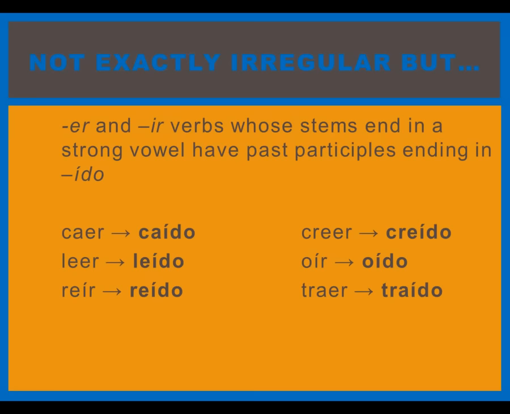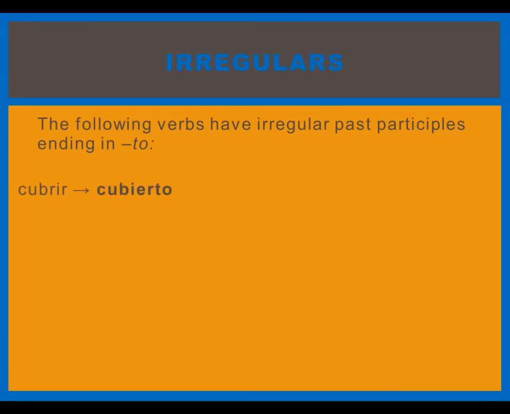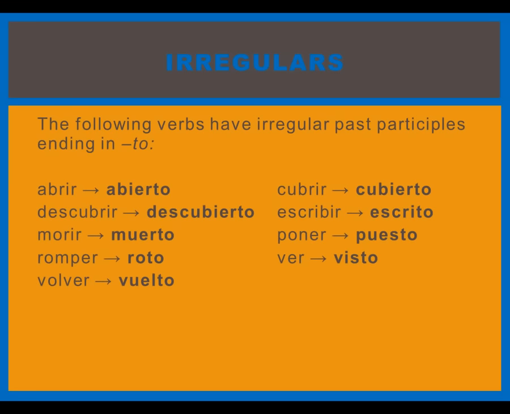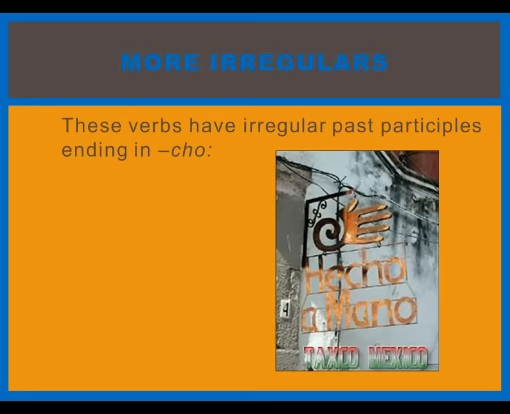Unfortunately, there are irregular past participles, and these just need to be memorized. These end in to. So rather than abrido, which is not correct, abierto is a past participle of abrir. Here are some others. These irregulars end in cho. The verb hacer is not ha sido, but it is hecho, and decir is dicho.